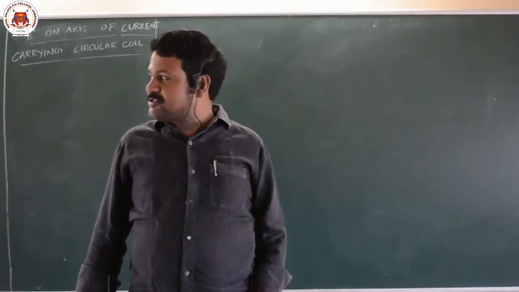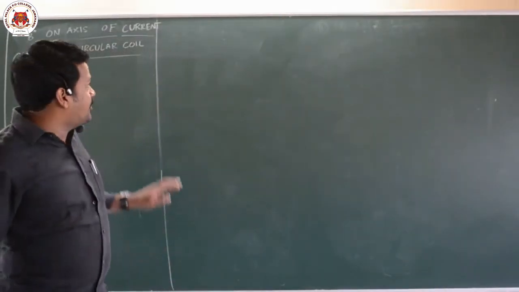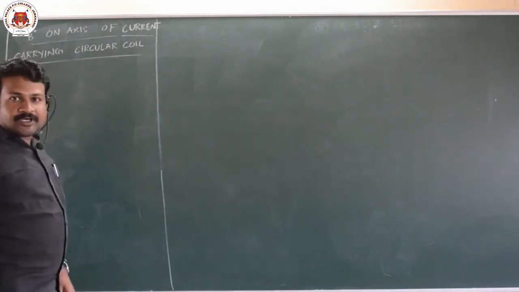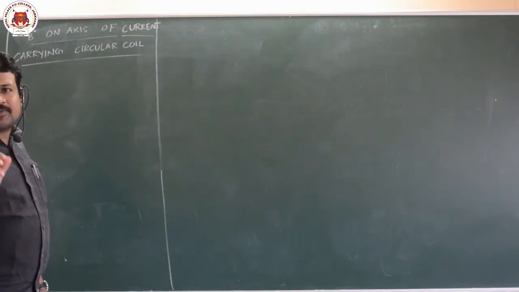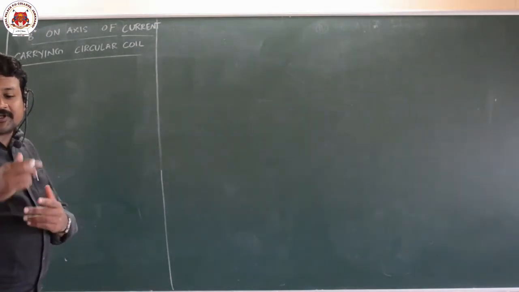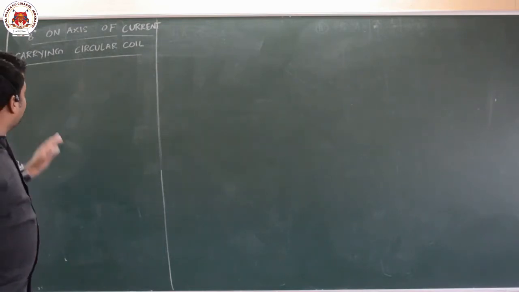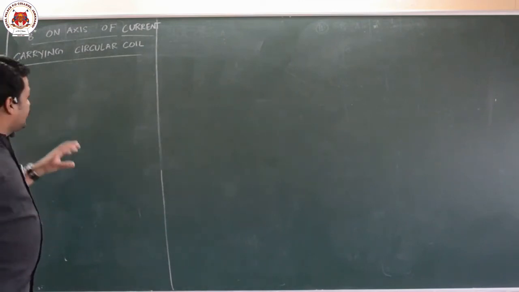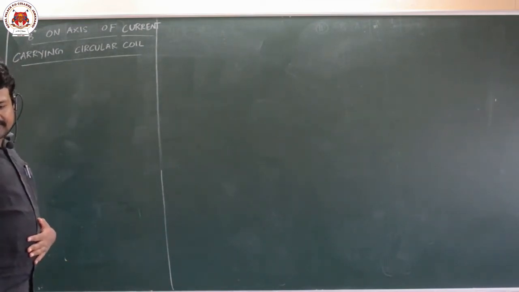Today I am going to discuss the magnetic field on a current carrying circular coil. In the last video we discussed the Biot-Savart law: what it is, what its formula is, and how to apply it to a circular coil at the center. Today we are going to find the magnetic field on the axial line of a circular coil.